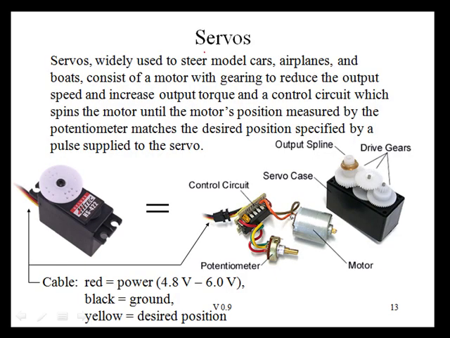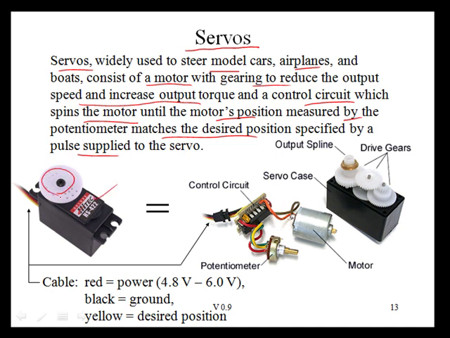Another application of pulse width modulation is to control analog servos. Servos are widely used to steer model cars, airplanes, and boats, and they consist of a DC motor with gearing that reduces the output speed and increases the output torque, and a control circuit that spins the motor until the motor's position, as measured by a potentiometer, matches the desired position specified by a pulse that is sent to the servo. So you can see that this is the external of a servo.